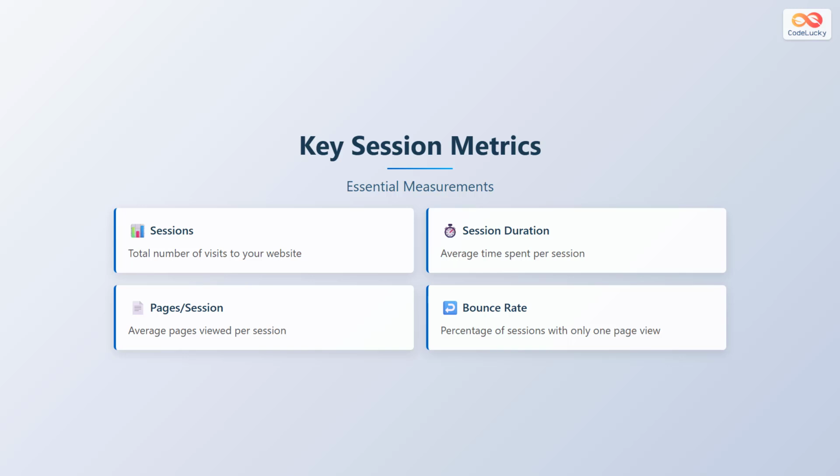There are four essential metrics related to sessions. Sessions is the total number of visits to your website. Session duration is the average time spent per visit. Pages per session measures how many pages a visitor views during one visit. Bounce rate is the percentage of sessions where visitors only view a single page and leave. These metrics help you understand how visitors interact with your website.